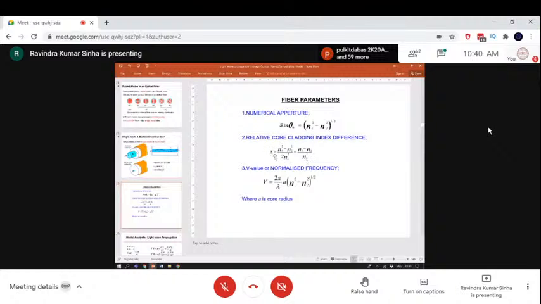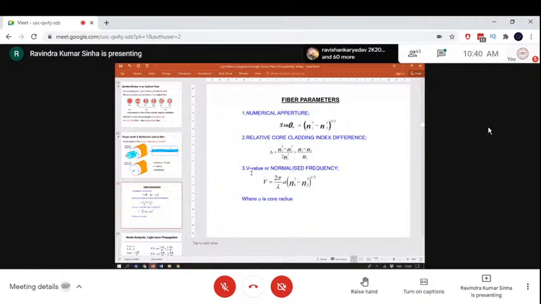Normally, many times this is expressed in terms of percentage. That delta value is 1%, 1.5% or 2%. So you can find the exact value, but many times people use this as an approximation.